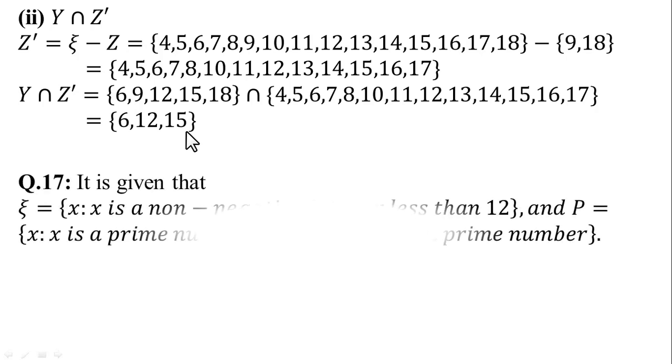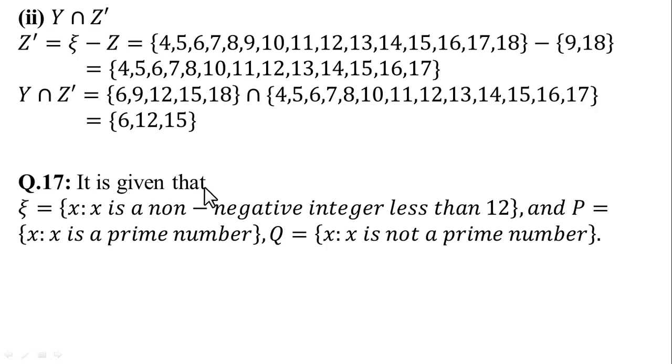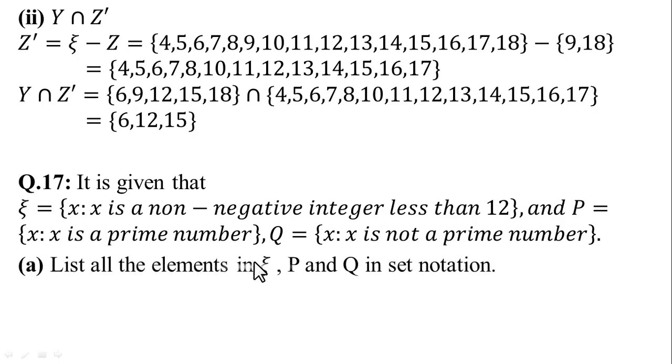Now we have question number 17. It is given that the universal set is x such that x is a non-negative integer less than 12, and P is equal to x such that x is a prime number. Q is equal to x such that x is not a prime number. So in the first part, list all the elements of universal set, P and Q in set notation.